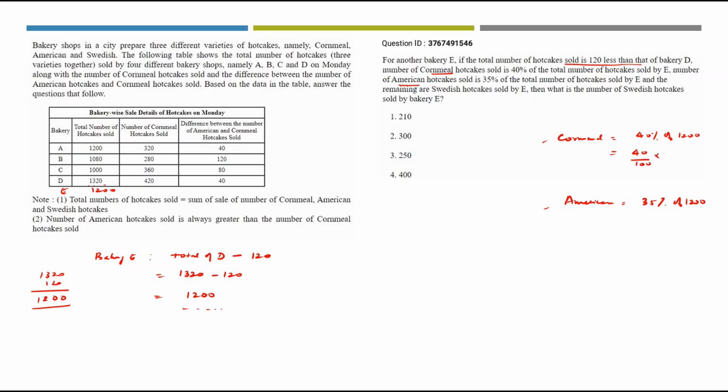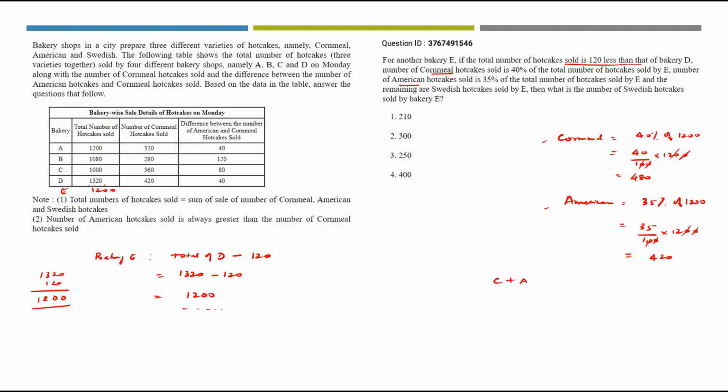40 by 100 into 1200. So we will cancel both these zeros. 12 into 40 will give a count of 480. This will be cornmeal's count. What about American? 35 by 100 into 1200. Cancel both the zeros. 35 into 12 will be giving a value of 420. This will be American count.